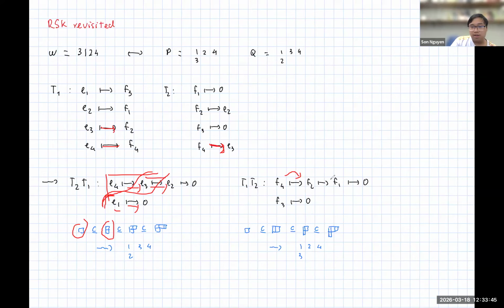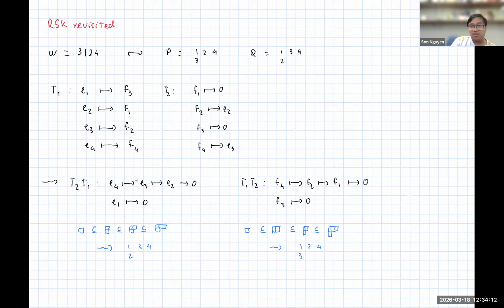And similarly here, if I restrict it to F1, I have one block of size 1. If I restrict it to F1, F2, I have a block of size 2 because F2 goes to F1 and 0. And then if I restrict it to F1, F2, F3, I have 2, 1, and so on. And these are my two tableaux. So this one will give me Q, and this one will give me P.